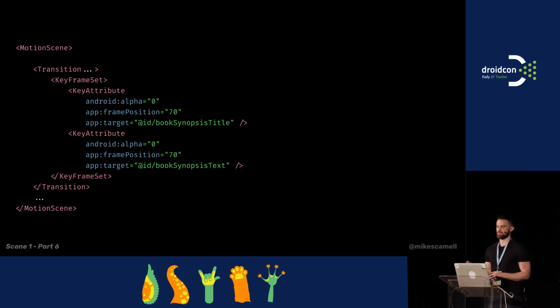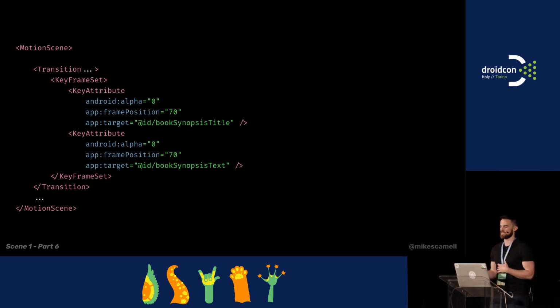So back to our animation. We're going to add a keyframe set, and within that, we're going to add 2 key attributes that do the same thing. One will be for the book synopsis title, and one will be for the book synopsis text. We set the alpha to 0. This means that when the animation starts, the text will be invisible.